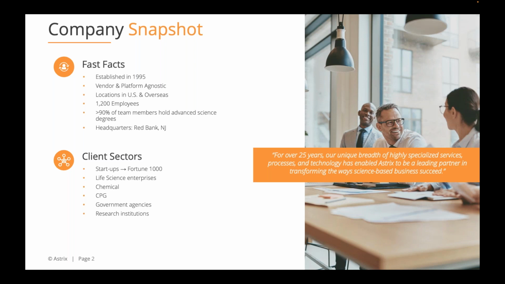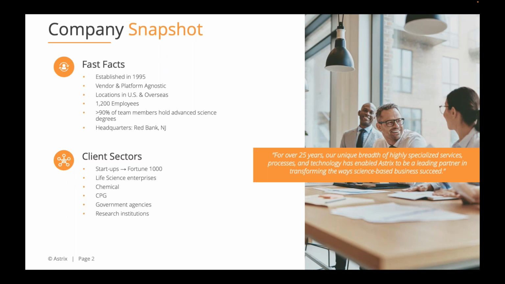Greater than 90% of the team members here at Astrix hold advanced science degrees, which we're quite proud of, and we operate from our headquarters in Red Bank, New Jersey. The type of companies that we help are startups to Fortune 1000. We work with life science, enterprise, chemical, CPG, government agencies. Basically, if you have an R&D department, if you have a laboratory, if you're engaged in some form of clinical research or other, then Astrix is a company that can provide different types of services for you.